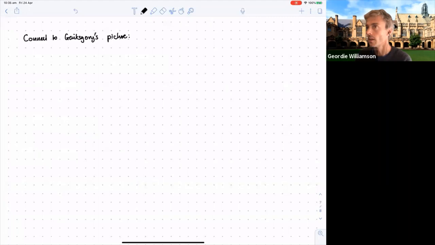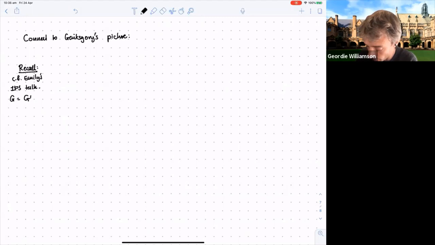So recall, cf. Emily's talk, and remember that we're taking G equals GL2. And I also should say that half of what I'm explaining here was worked out by Emily. So I've tried to do this example a number of times. It always failed, and somehow trying to do it with Emily was very helpful.